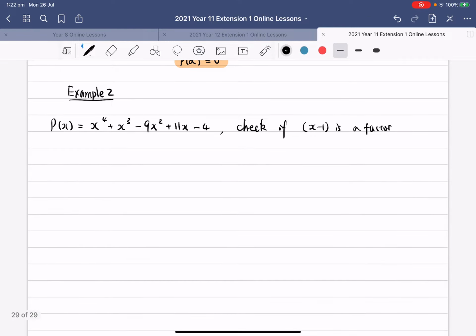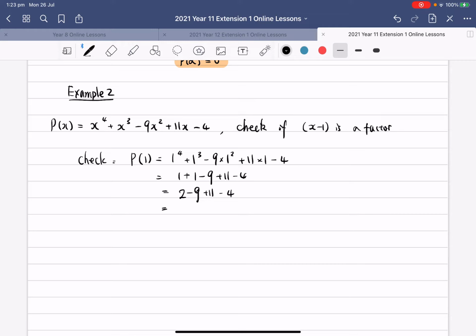So how do we check if this is a factor? Well, if we can prove that p of 1 is equal to 0, then that becomes a factor. So that's how we need to check. We'll check p of 1, which means substituting 1 inside. It's actually pretty easy. The step you need to do is just substitution and check the answer. 1 plus 1 minus 9 plus 11 minus 4. Let's see what the answer is here.